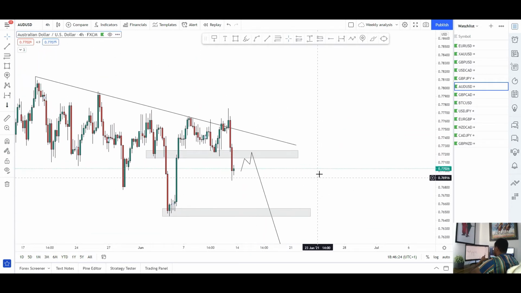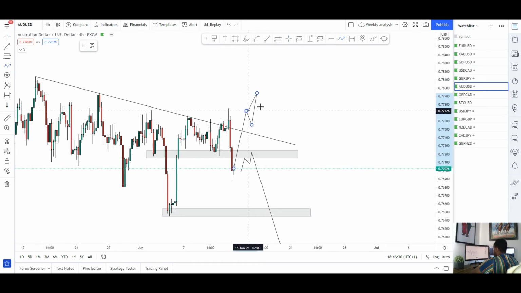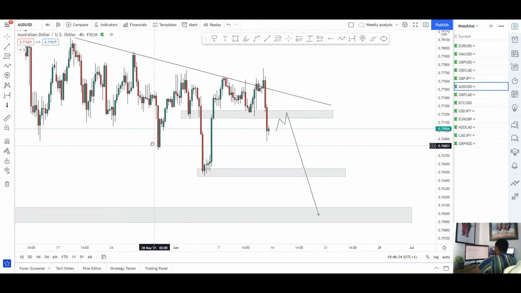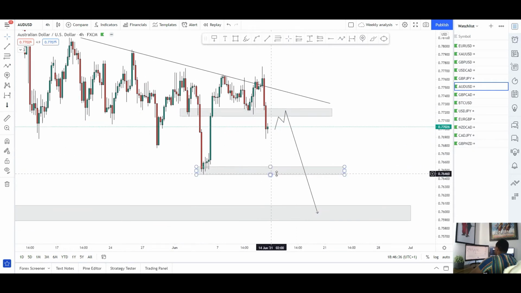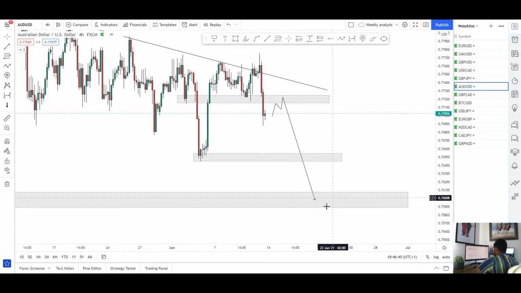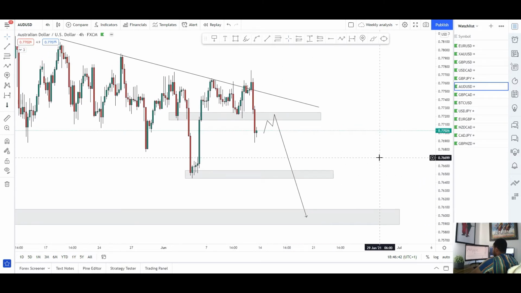The only way I'll change my bias and look for buys is if we see the market push up and actually break through this trend line and start giving us some higher highs, then I'll look for buys. But right now, only looking for sells for next week for AUD/USD. From this area, take it back down to 0.76500, and then if we can get a break, create some new lows around 0.76 will be great as well.